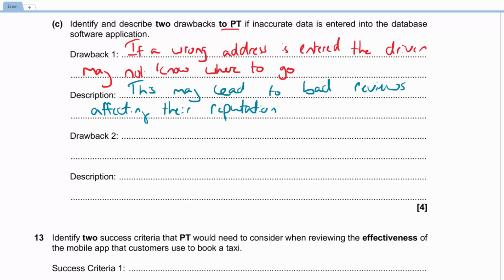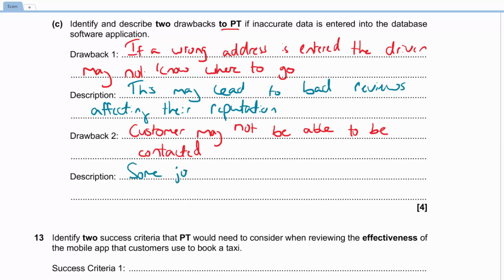We are also told one of the bits of data is a phone number. So therefore, if you've ever taken a taxi, you might know the driver will often call you when they're turning up. And if that phone number is incorrect, we cannot contact the customer. And what could be the effect of not contacting the customer? Well, maybe some journeys may have to be cancelled. Why might they be cancelled? Because the person cannot be found, maybe.